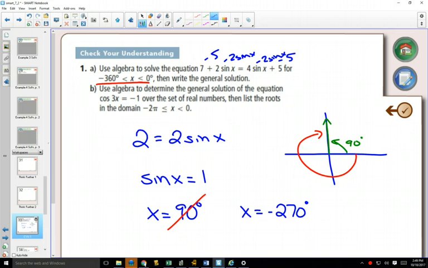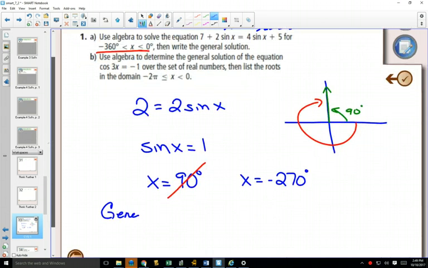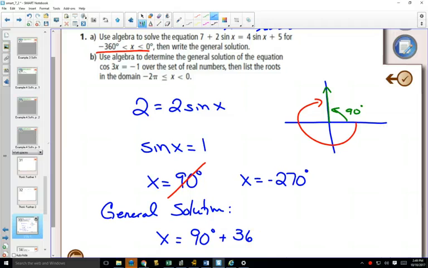So it says first solve it in that domain, so our answer is negative 270, and then write the general solution. So for our general solution, what do we do? We find all of our answers between 0 and 360 degrees, so that's just 90 degrees. Add 360 degrees times k, where k belongs to the integers.